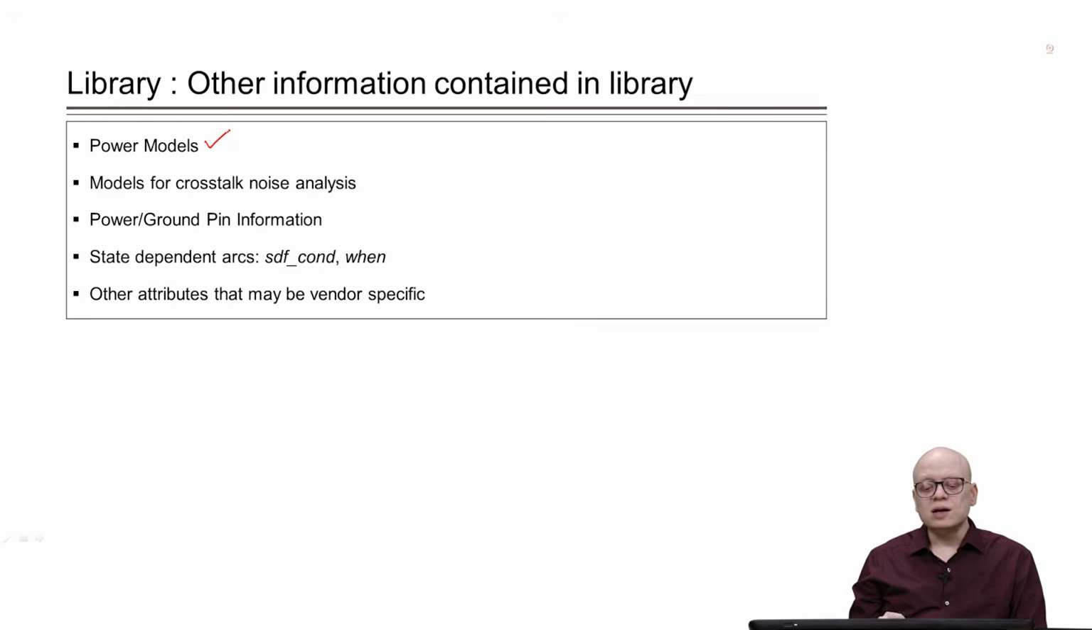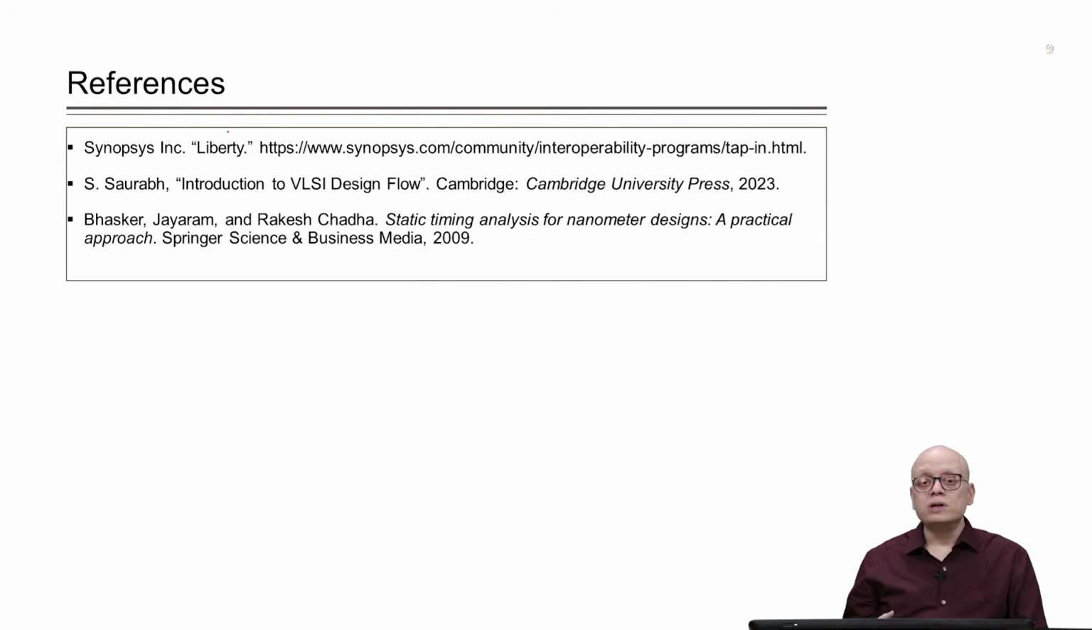And then there are other attributes in the library, which can be very vendor specific. In addition to the attributes which are supported natively by Liberty, there are other attributes which can be vendor specific, and there are ways in which we can extend the syntax to include vendor specific information in our technology library. If you want to go deeper into the concepts that we discussed in this lecture, you can refer to these materials.